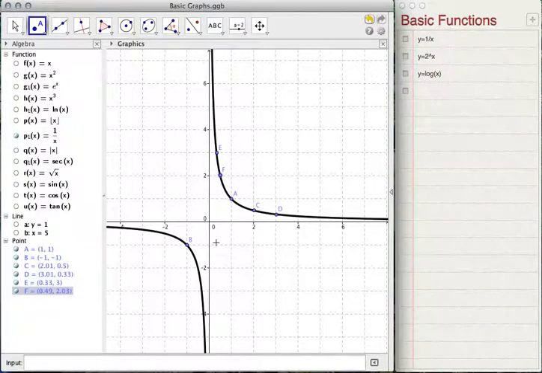Those are key points, and this is a symmetrical graph, and so those same sort of things work with negatives as well. Negative 2 and negative 1/2, or negative 1/2 and 2. Those are some other key points that you can use to draw in this hyperbola a little bit more accurately.